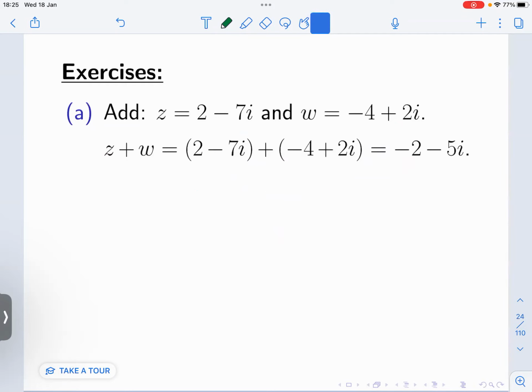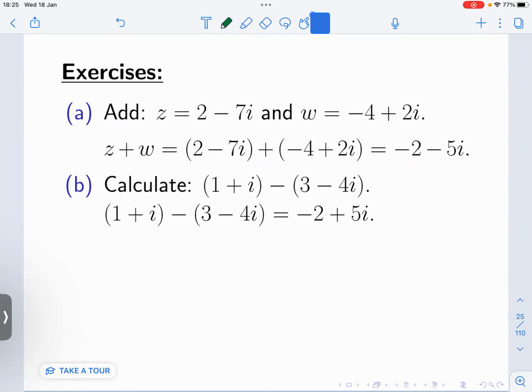And then for the second example, we are asked to calculate 1 - i minus the complex number 3 - 4i. Again, we are dealing with the difference of two complex numbers. So when you subtract one complex number from another, the result yields a complex number. 1 minus 3 gives us -2, and then 1 plus 4 will give us 5. So the real part is -2 in that sense, and the imaginary part is +5.